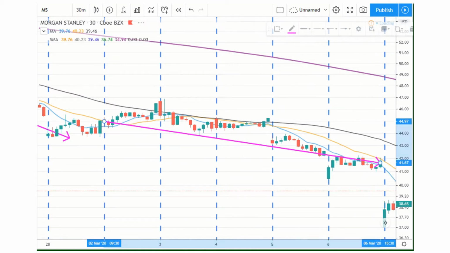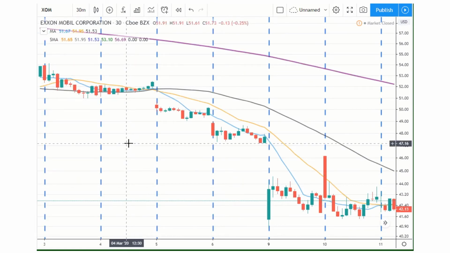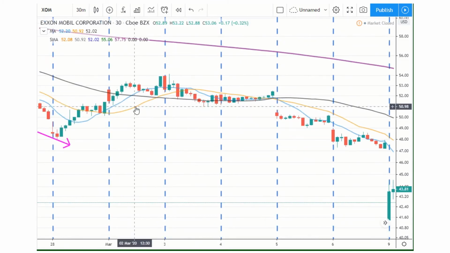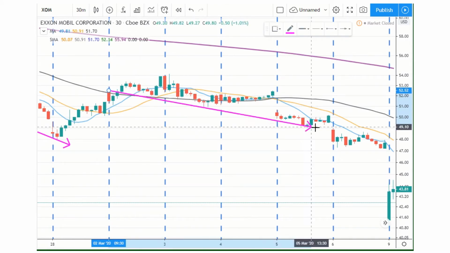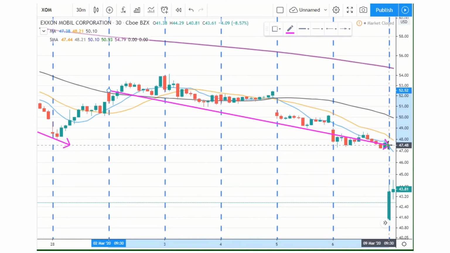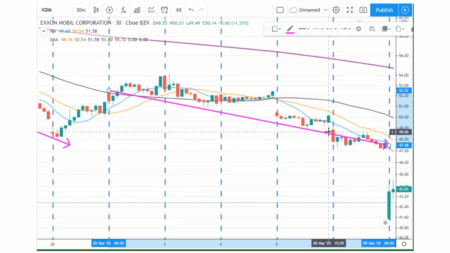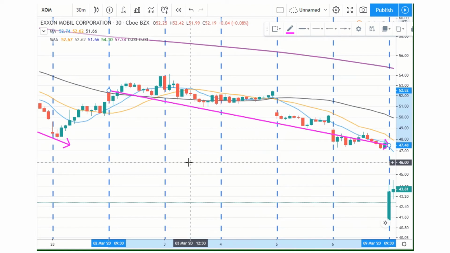Okay, let's look at Exxon Mobil Corporation. Okay, it also fell March the 2nd and to 47.48. Actually no. Yes, 47.48, March the 6th.